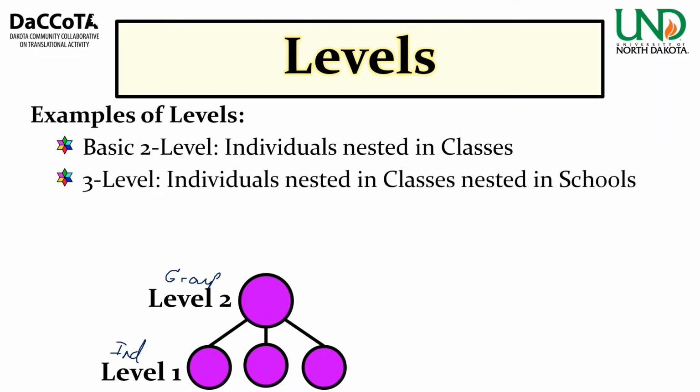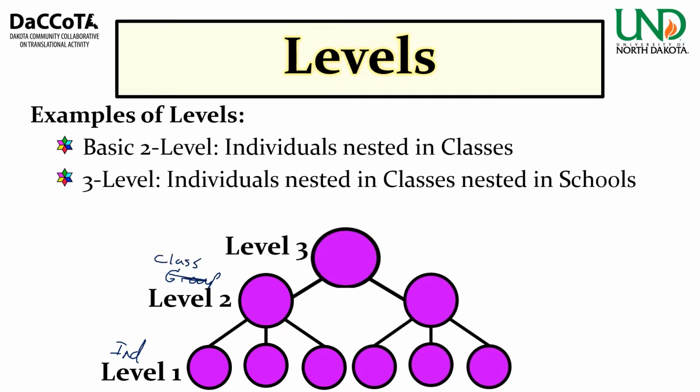Level 3 models, say individuals nested in classes, nested in schools. So individual, I'm going to say this is going to be class, nested in schools. Well, level 3 would be schools. So level 3 and above follow the same extension. Level 1 nested in level 2, nested in level 3.